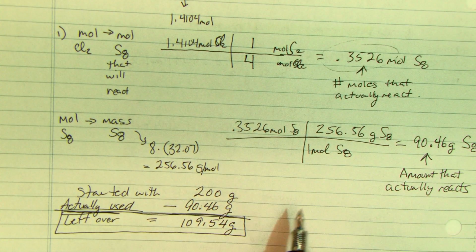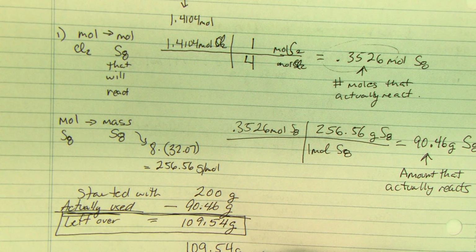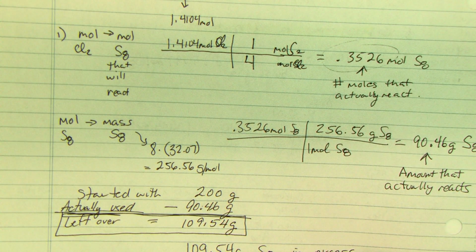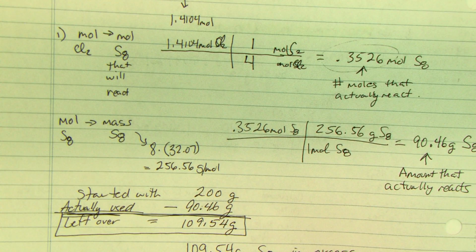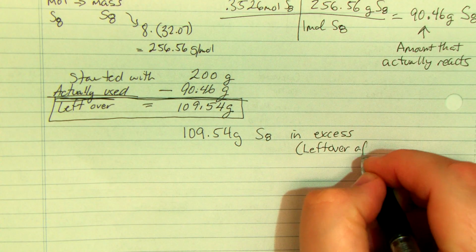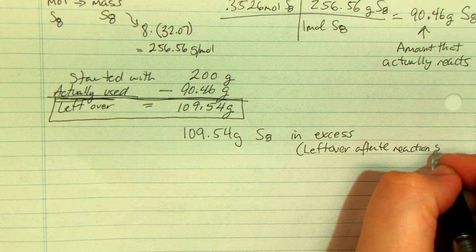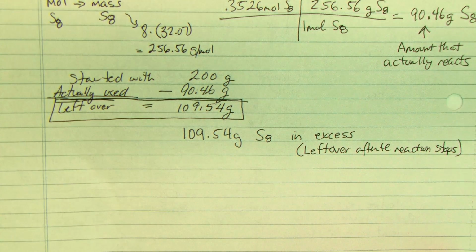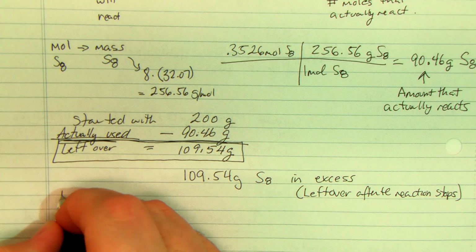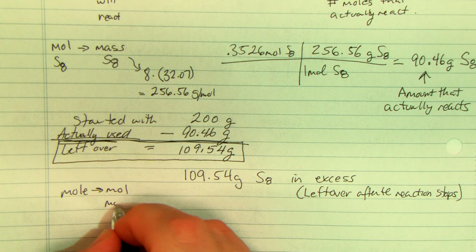So we have 109.54 grams of S8 in excess, which means it's left over after the reaction stops. So this ends up being just a mole to mole and then a mole to mass situation.